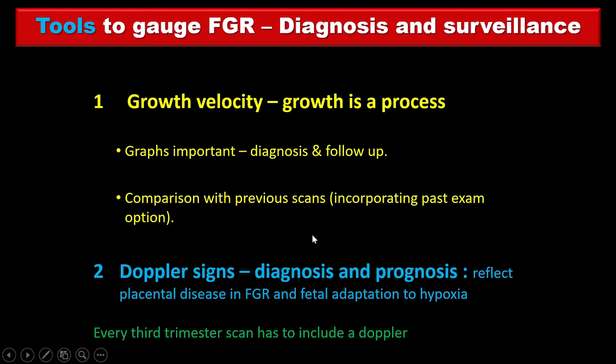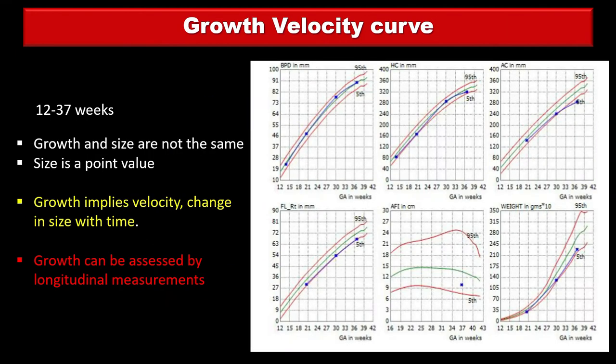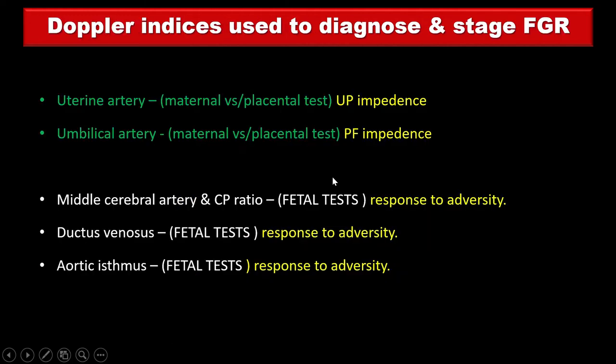Doppler signs are useful for diagnosis of FGR and prognosis because they reflect placental disease and fetal adaptation to hypoxia. So every third trimester scan has to include a Doppler. And those are the growth velocity curves. So this is the curve plotted from 12 weeks to 37 weeks. And we see that this is the growth, which is the velocity and change in size with time. And this one particular dot is the size. So growth can be assessed by these longitudinal measurements.